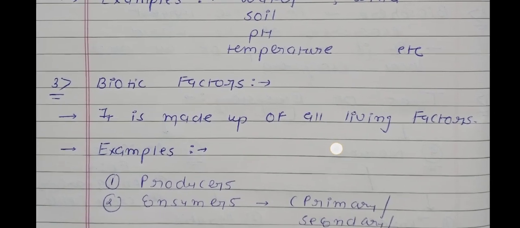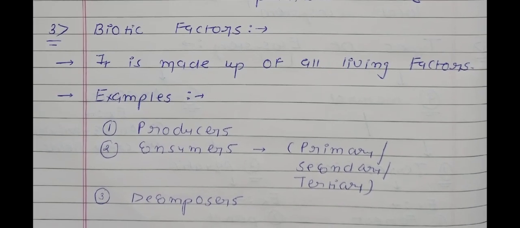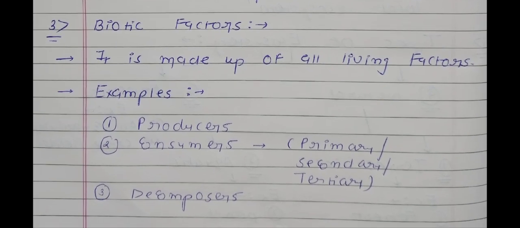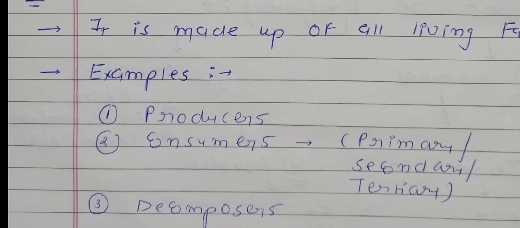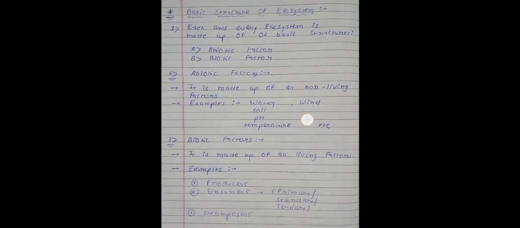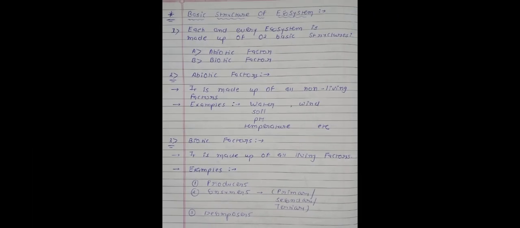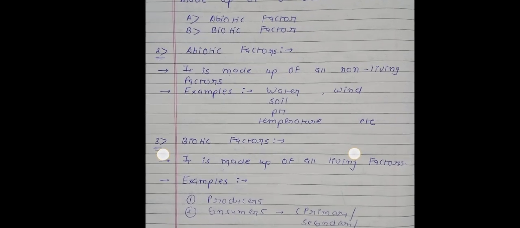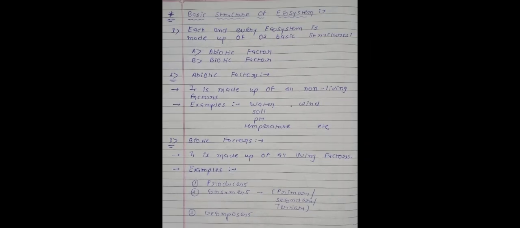Now, very important, if we talk about the biotic factors, they are divided into three main categories. The first one is producers, second one is consumers, and third one is decomposers. Consumers are further subdivided into three subcategories: primary consumers, secondary consumers, as well as tertiary consumers. So this is the basic structure of ecosystem, which is made up of abiotic and biotic factors.